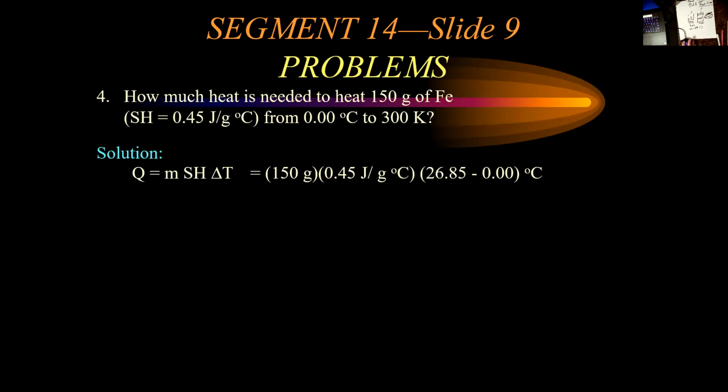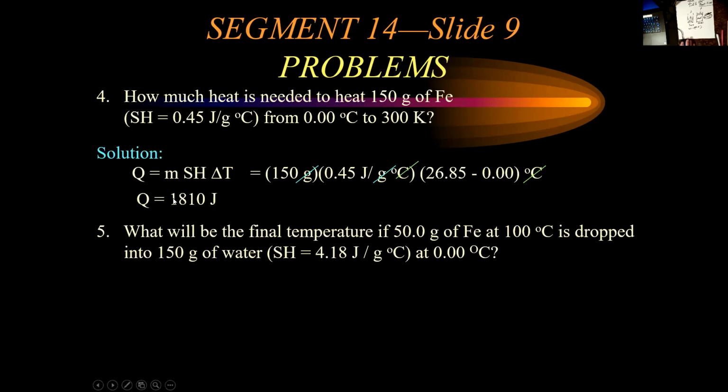The size of a unit is the same in both temperature scales. But what I did is I converted the Kelvins back to Celsius by subtracting 273.15 from 300. I get 26.85. And I did that because the specific heat was given in degrees Celsius, so I wanted these units to be in degrees Celsius. And again, we want to calculate the heat flow.